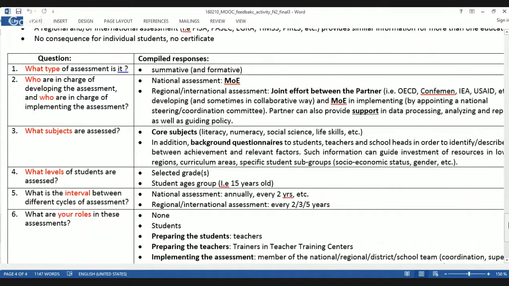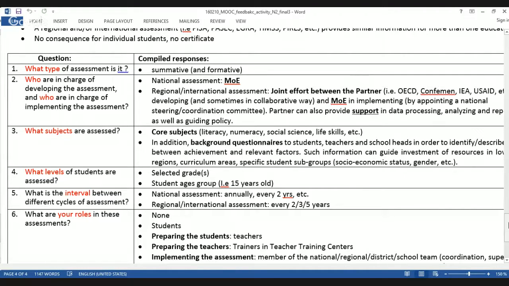What subjects are assessed? It used to be core subjects, not all of them. In addition, some background questions are given to students, teachers, and school heads. The idea is to identify relationships between achievement and some relevant factors for the education system, for example, to identify regions where there is a need to target intervention.